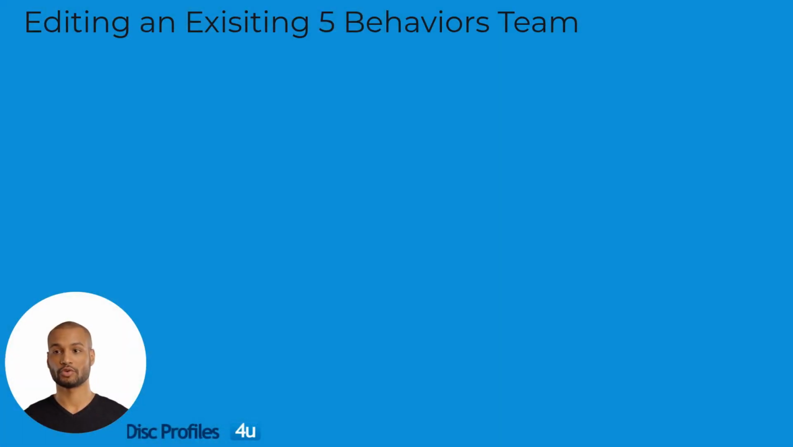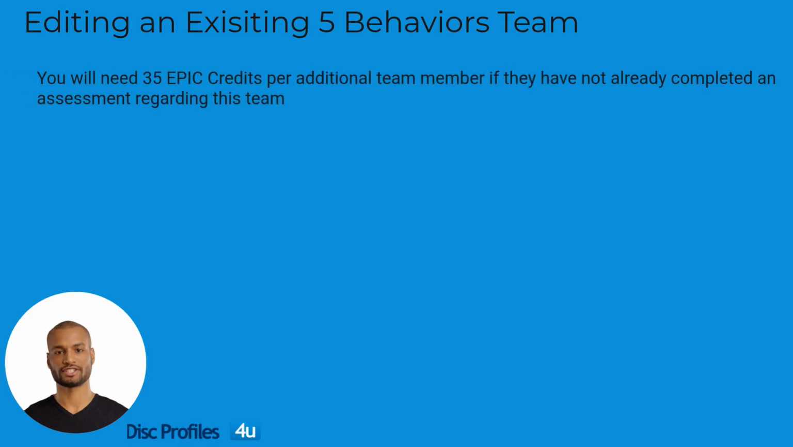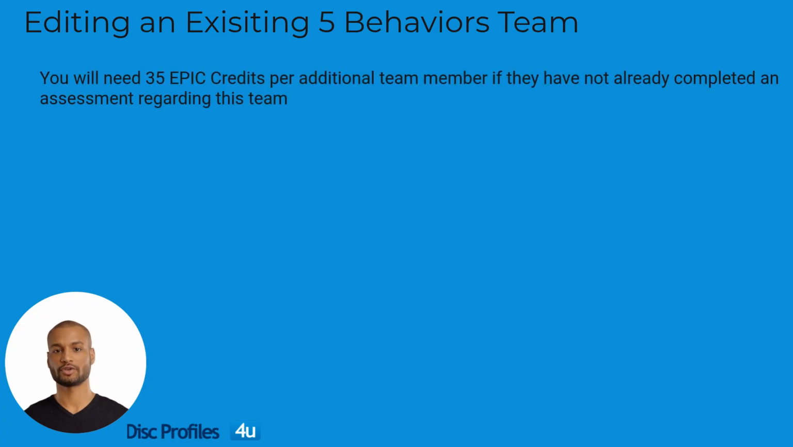If new members need added or someone has left an active 5 behaviors team, you can edit the team by following the steps in this video. If you are adding a new member to the team, you will need 35 Epic credits per additional member in order to send them an assessment.